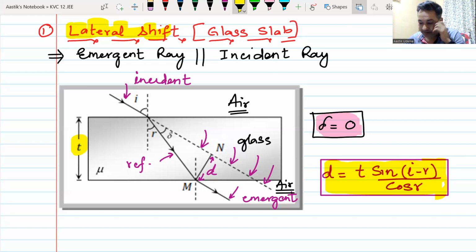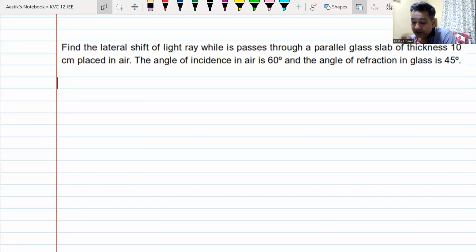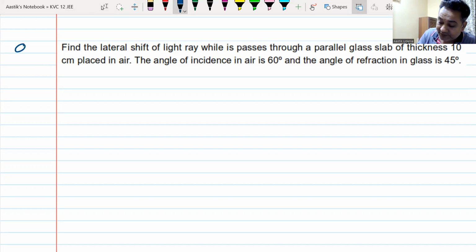So we come to the question. Find the lateral shift. This is just a question to make you understand the use of this formula, if you can apply it in the correct way. Find the lateral shift of light when it passes through a glass slab of thickness 10 centimeter. Thickness is given. The angle of incidence in air is 60 degrees and the angle of refraction in glass is 45 degrees. Again, a competition between this center and the other center. Who gives me the answer faster? And your time, my dear friends, starts now.